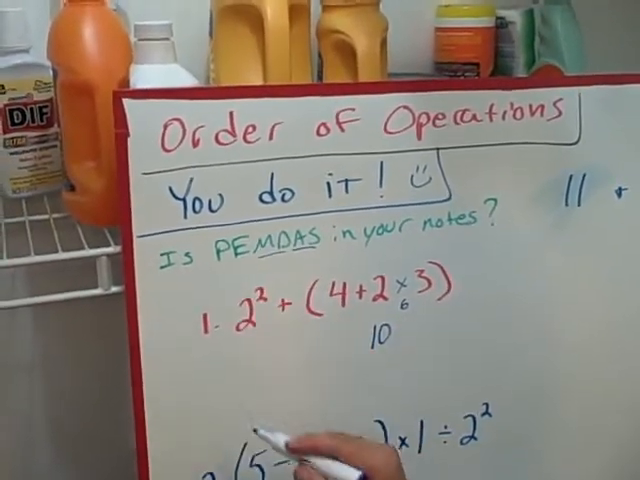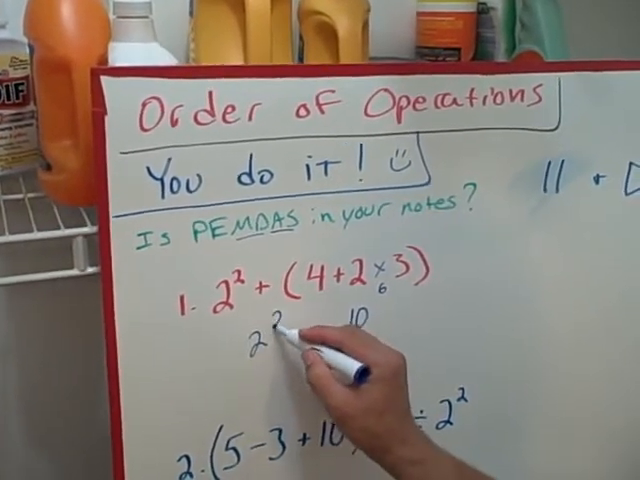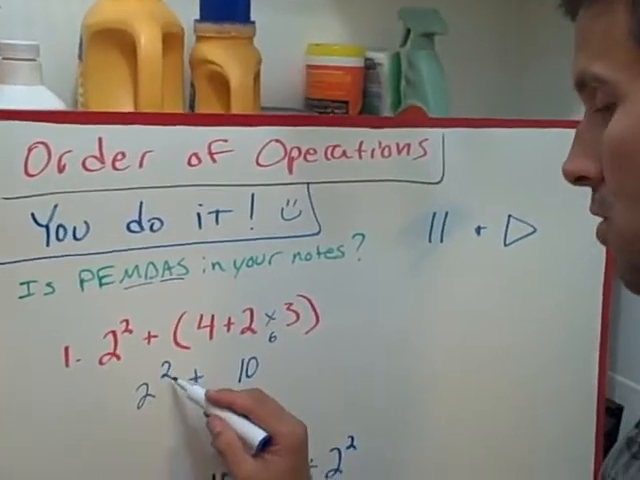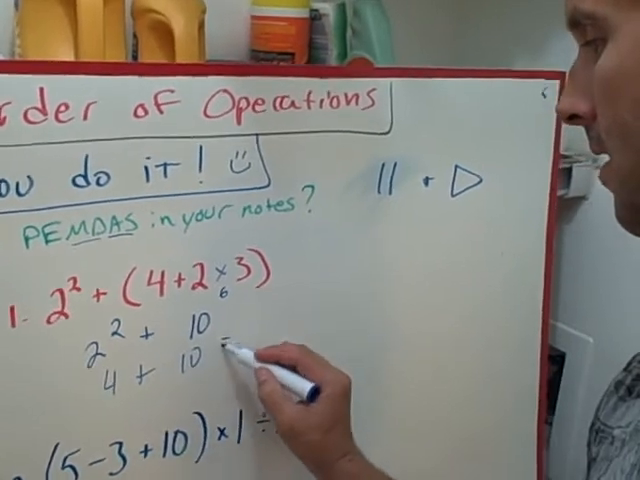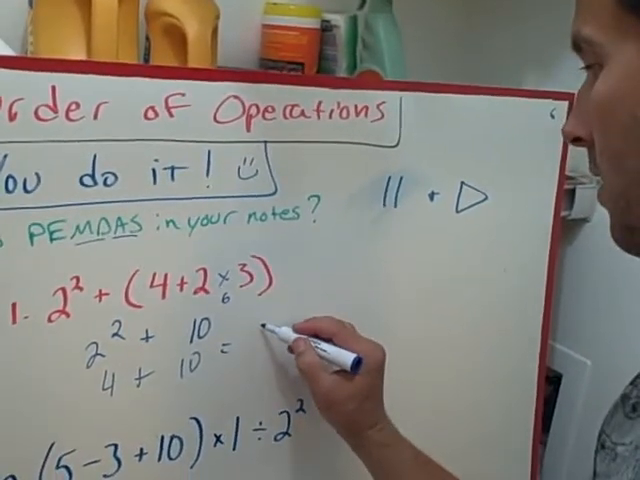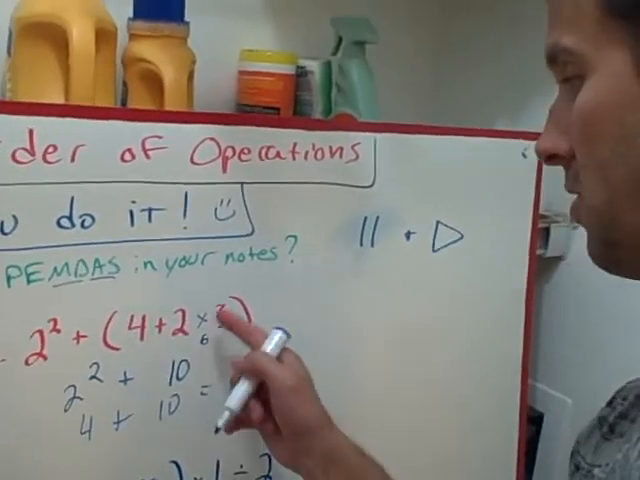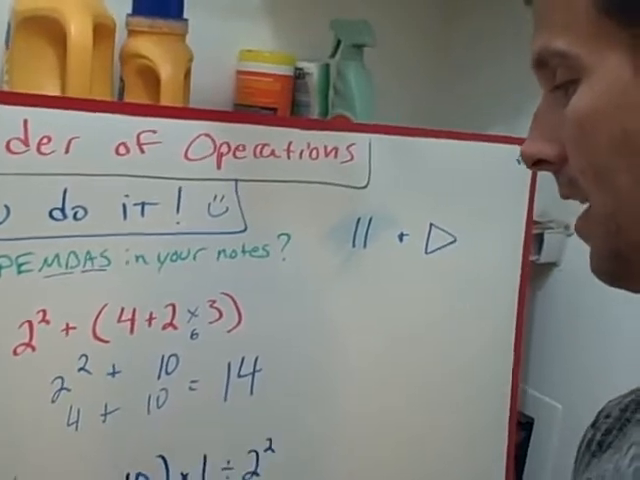Now, outside the parentheses, I have an exponent. So before I do anything else, I have to do this first. 2 squared is 4 plus 10. My answer should be 14. Now I know you didn't get that because you did the 2 divided by 3. So forget that problem. But that's the answer.